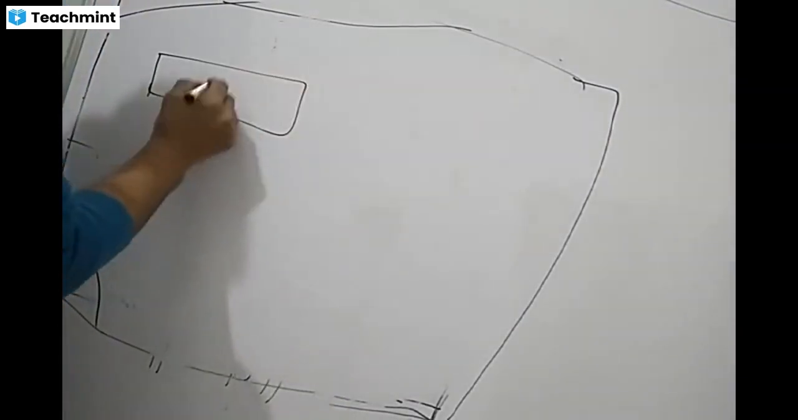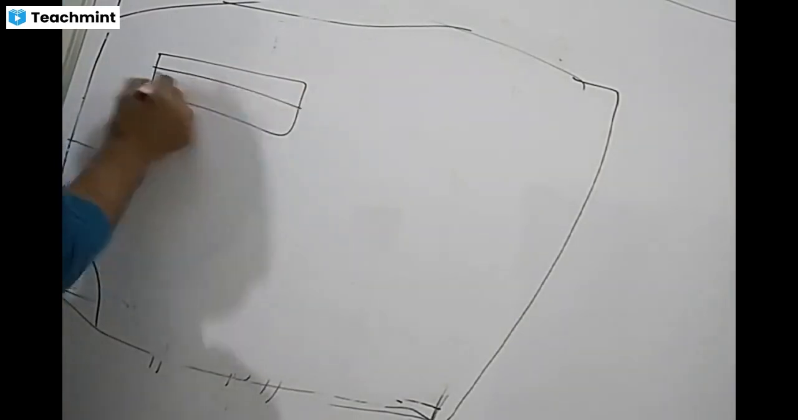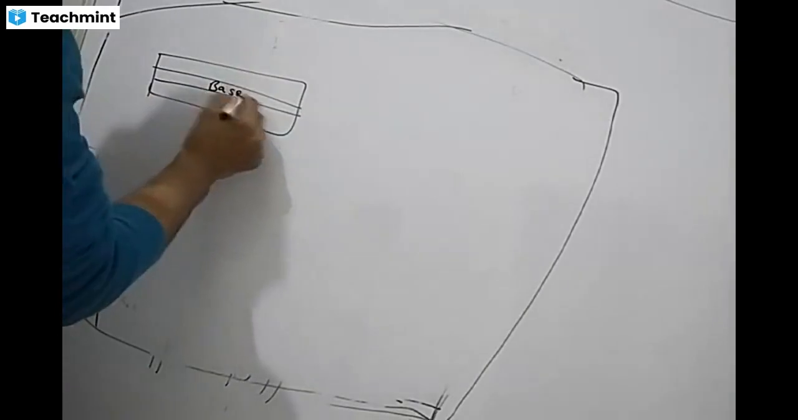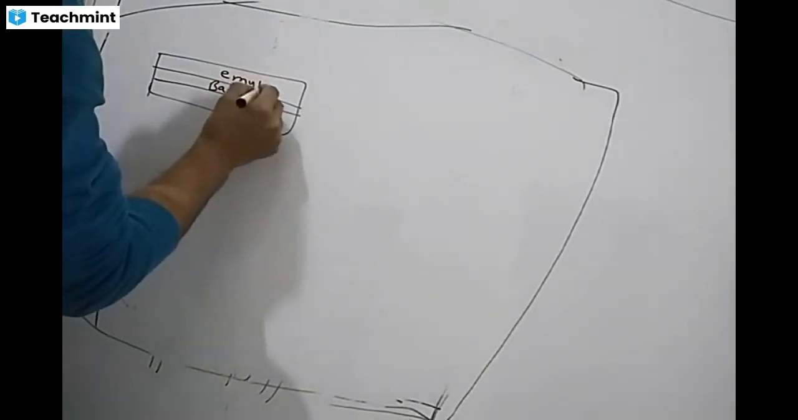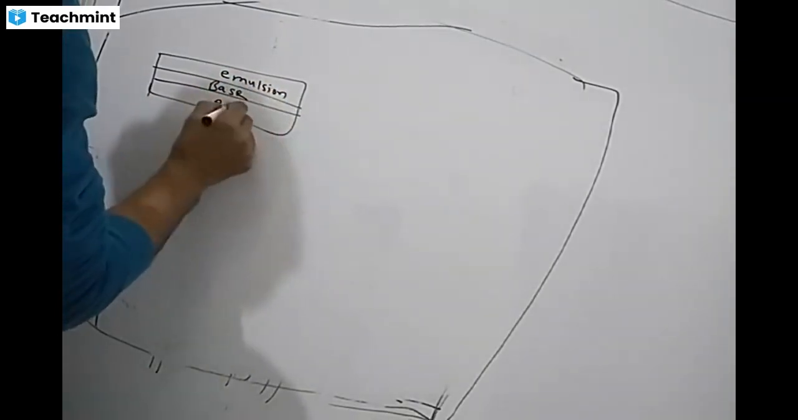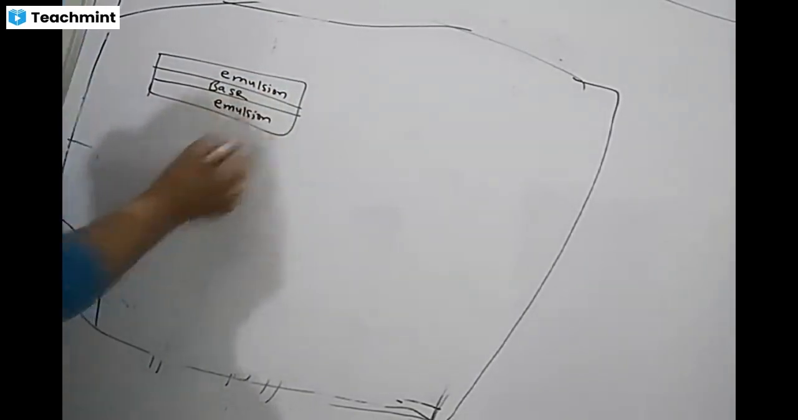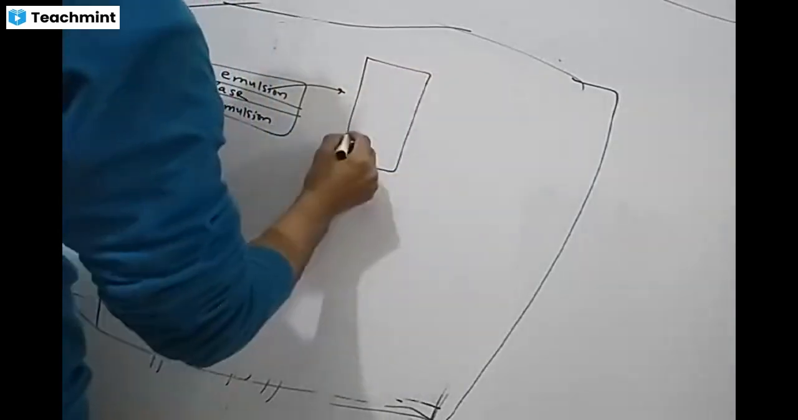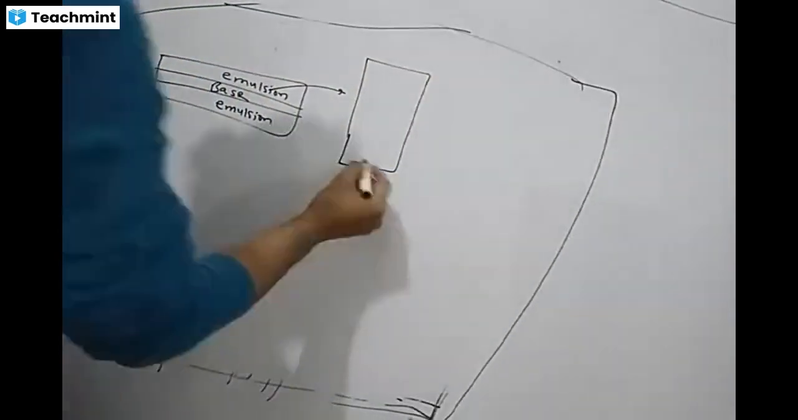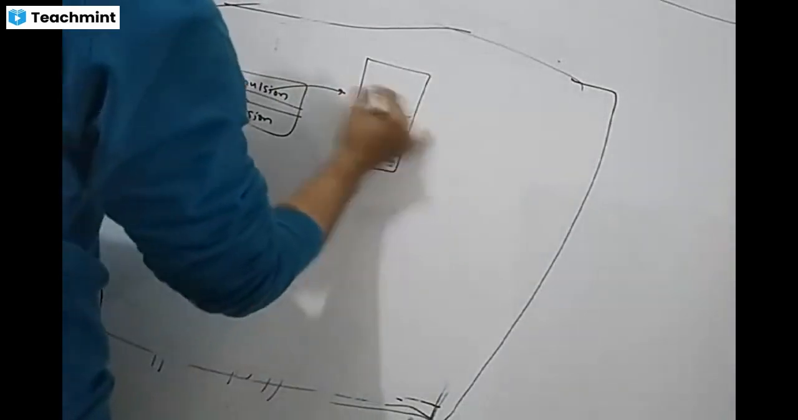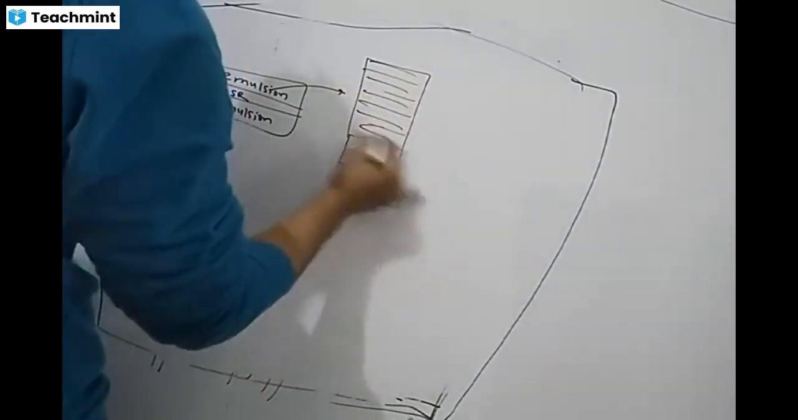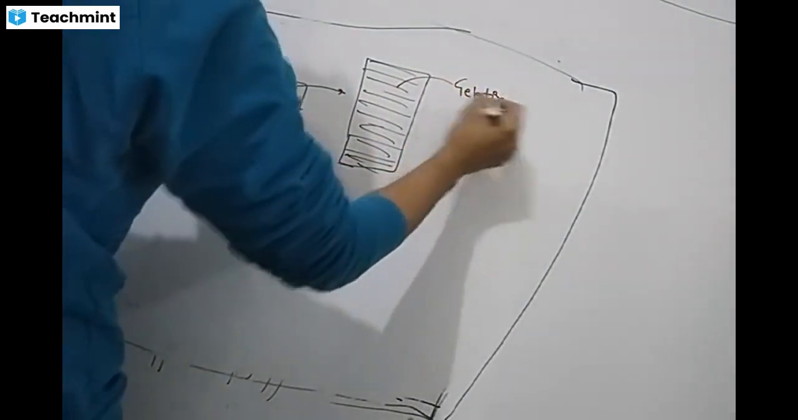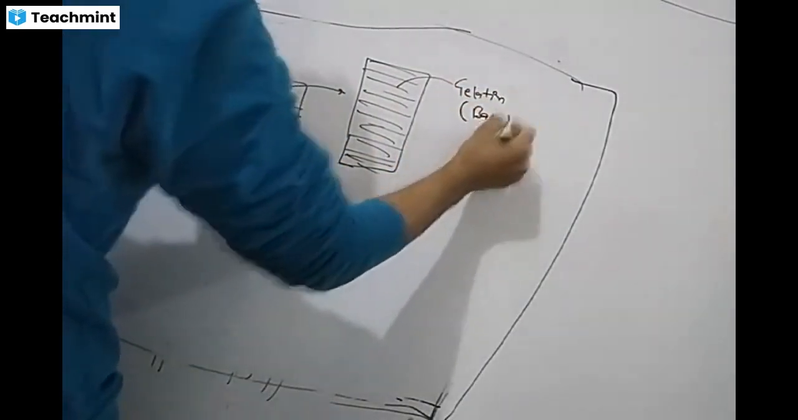This is the film, which has the base in the center and emulsion on both sides. If we bring this emulsion out, this is the emulsion. In this emulsion, the background is gelatin. So gelatin is the base or the background.